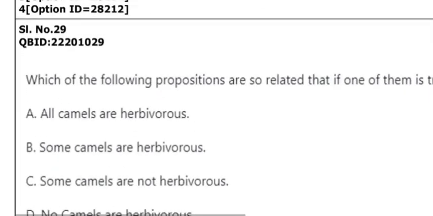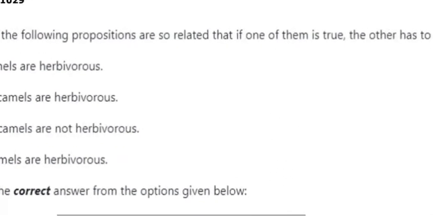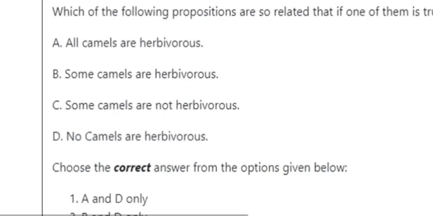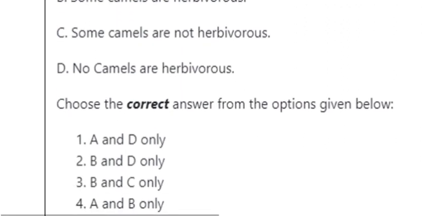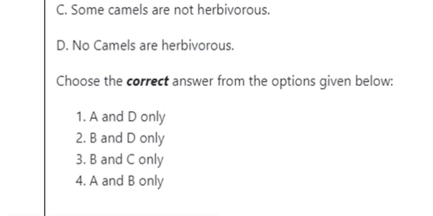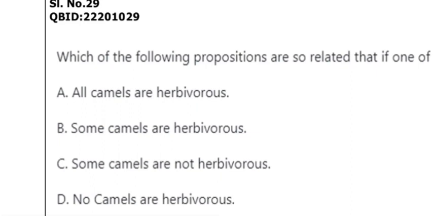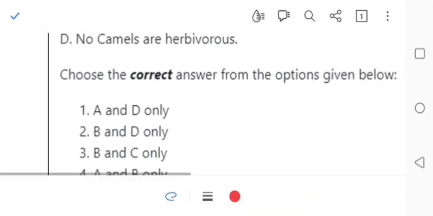Okay, next, which of the following propositions are so related that if one of them is true, the other has to be false, and vice versa? A, all camels are herbivorous, B, some camels are herbivorous, C, some camels are not herbivorous, D, no camels are herbivorous. Choose the correct answer from the options given below: A and D, B and D, B and C, A and B. Number 29, correct option of this question will be number B, that means B and D only.